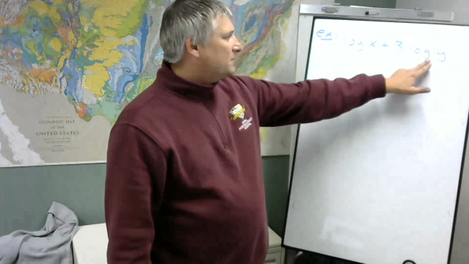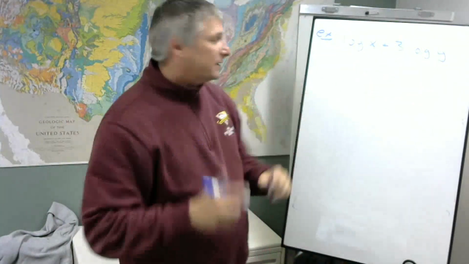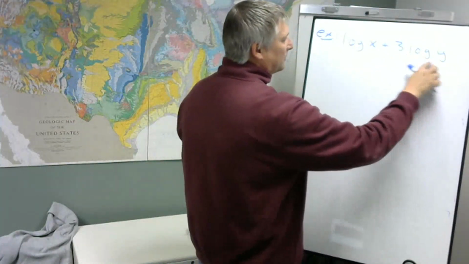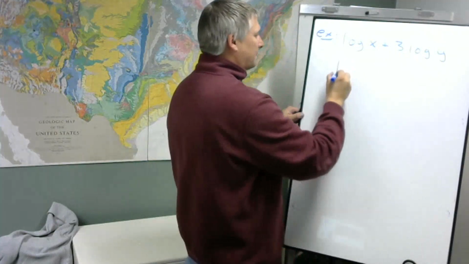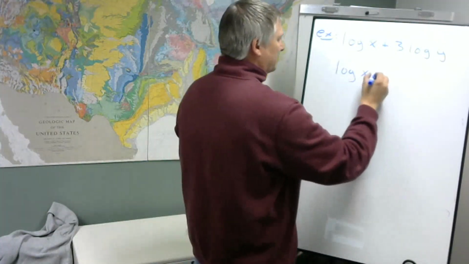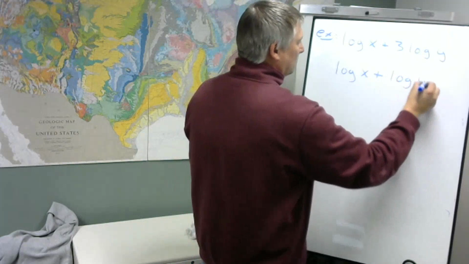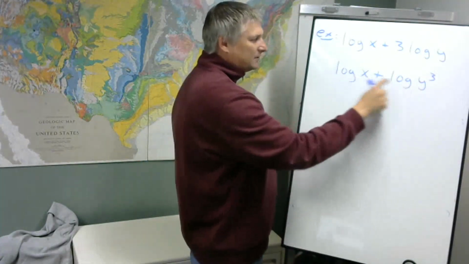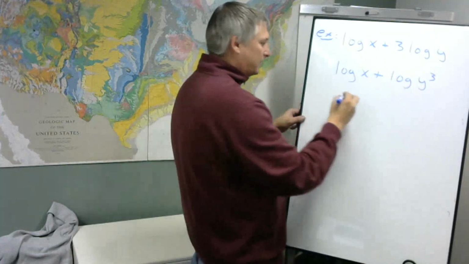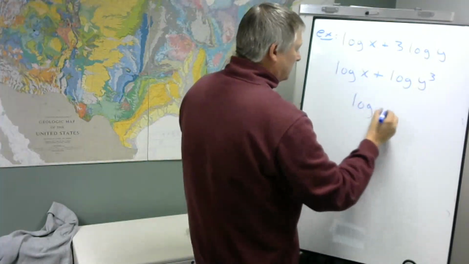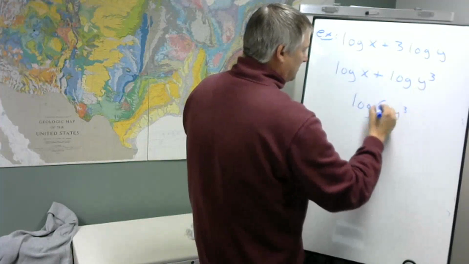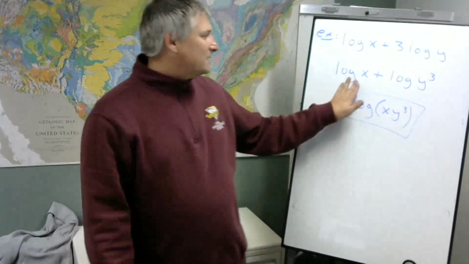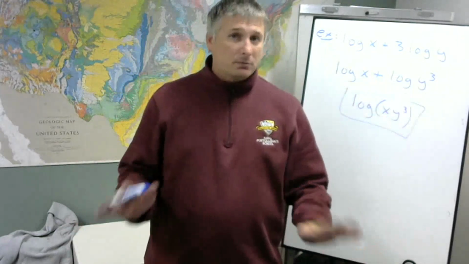So these are both base 10. That means we can pull them together. But before we do that, we've got something in front of log y. So we can rewrite this as log y cubed. And because these logs have the same base, we can glue them together: log of x y cubed. And we're good. Now, if these had different bases, we couldn't do this. It wouldn't work.